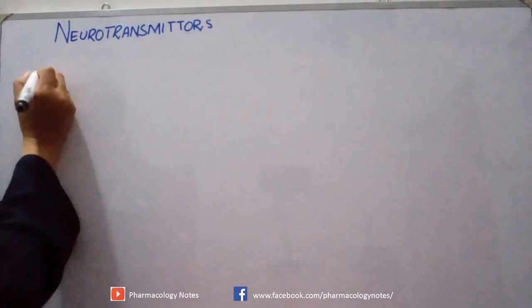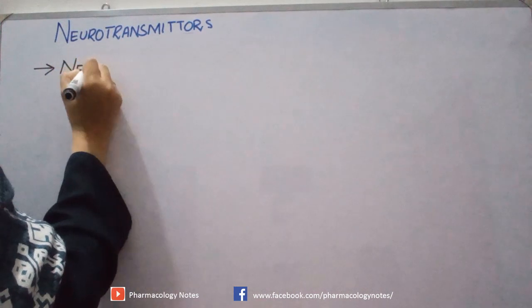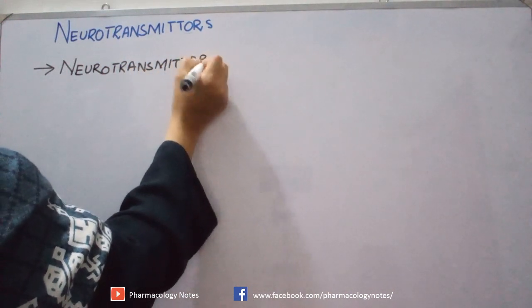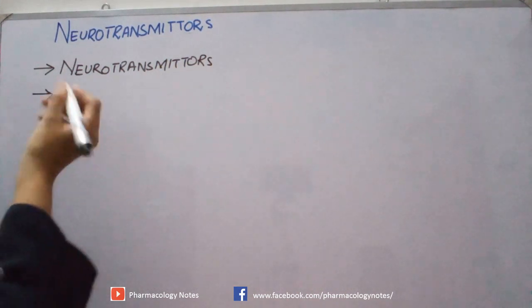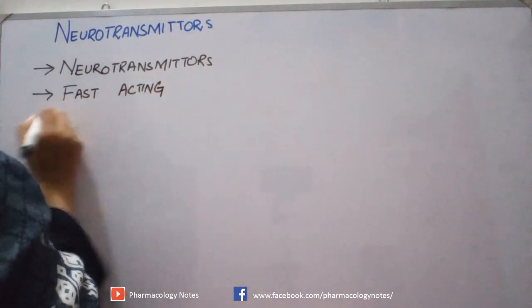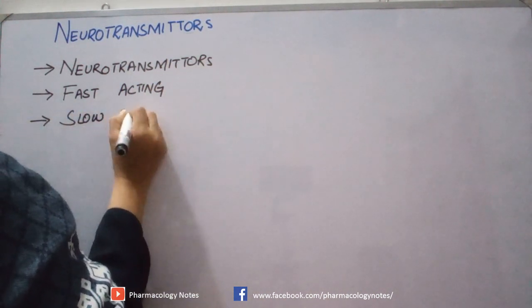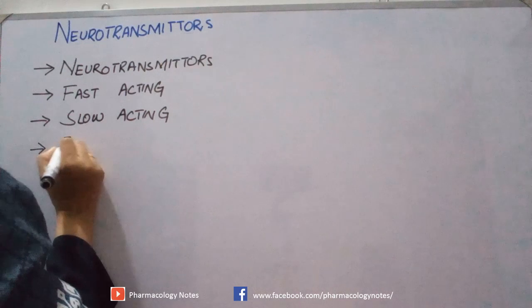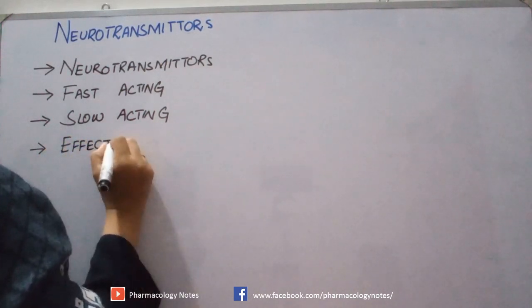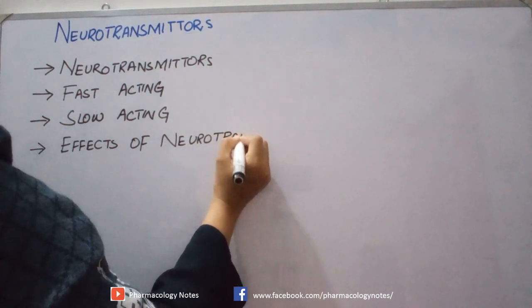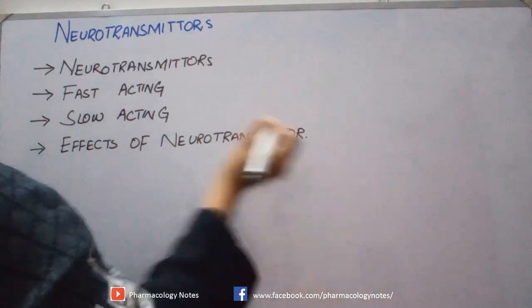We will learn about neurotransmitters, then types of neurotransmitters, whether these are fast acting or slow acting neurotransmitters, right? And the effect of neurotransmitters on specific tissues. So we will study about the effects of neurotransmitters. Do you know what a neurotransmitter is, as its name indicates?